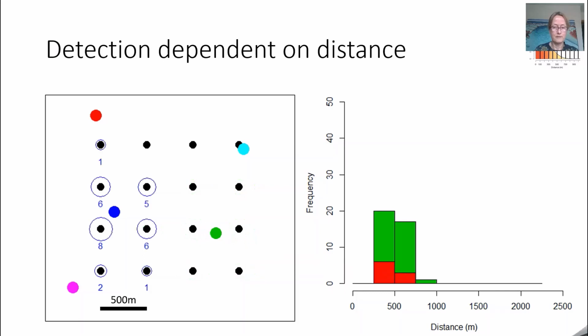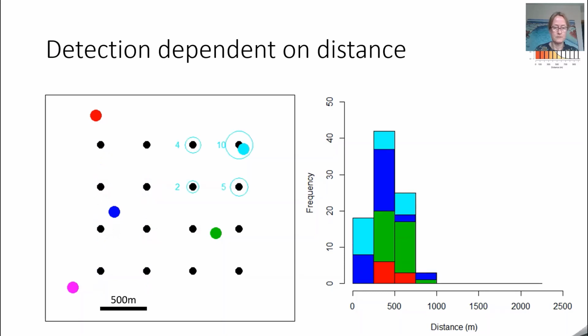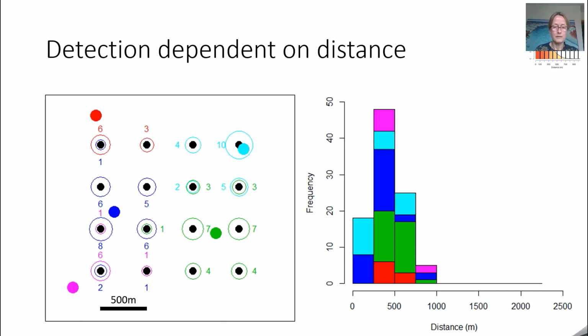We do the same thing for the blue animal, which was detected by 7 detectors, for the turquoise, and the purple one. And we end up with a histogram of distances to each call that was detected. We also refer to this as the distribution of observed distances.